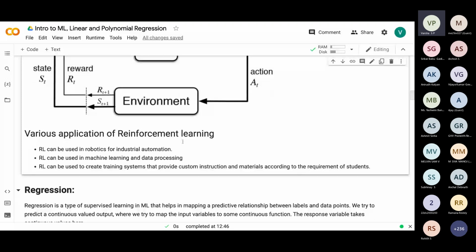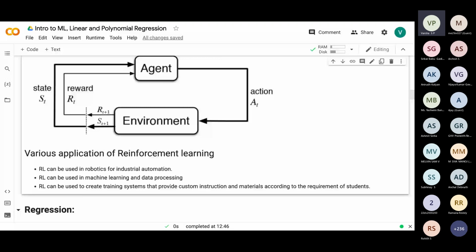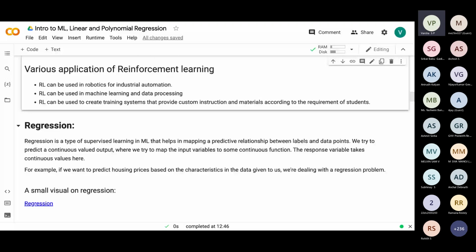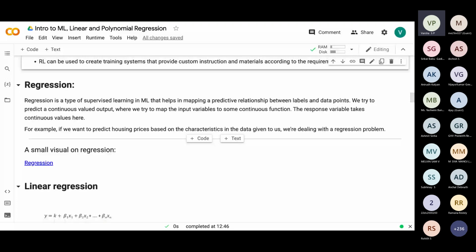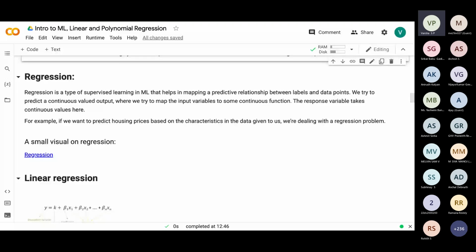Okay, so that is it for RL, and now let's start over with regression, which, as Shekhar mentioned, is under supervised learning. What regression basically does is it finds a relation between dependent and independent variables.